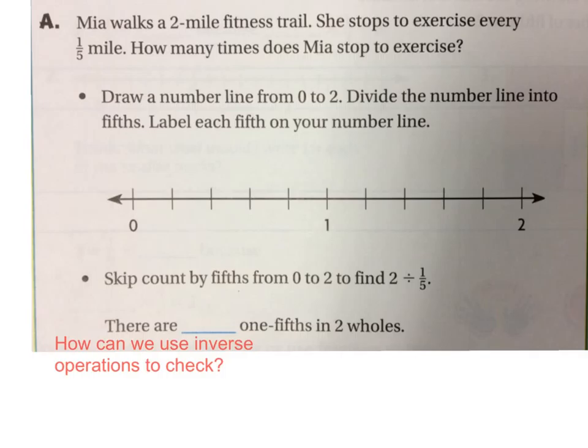Okay, so every 1/5 mile that she travels, she's stopping to do an exercise. The question is asking, how many times does Mia stop to exercise? Okay, so to solve this problem in your math notebook, I want you to draw a number line from 0 to 2. And you're going to divide the number line into fifths.